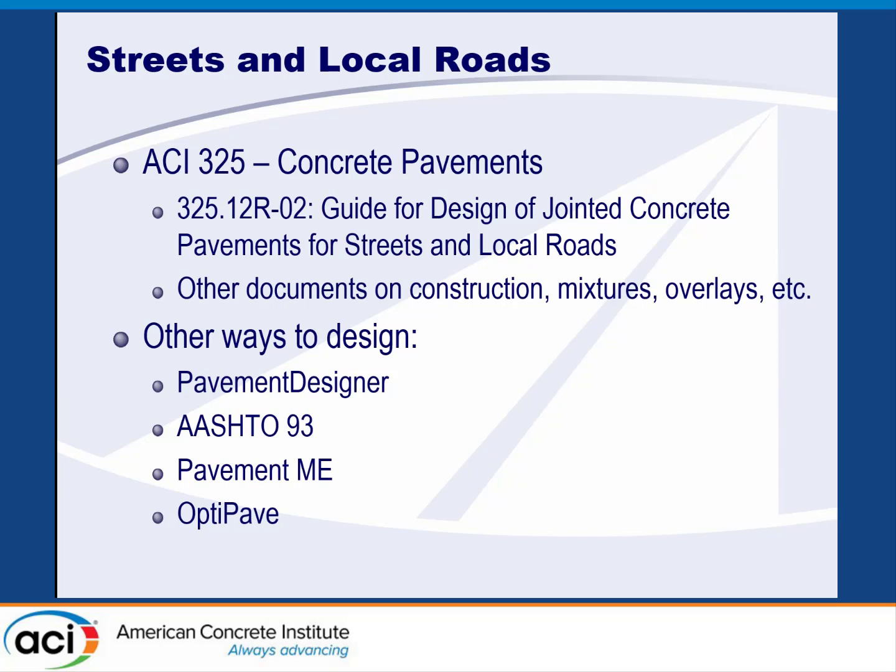So when we're thinking about a street and local road, one of the big benefits of having that ACI 325 guide is it's really focused not just on the thickness design, but all the different aspects of getting to that thickness design and the other things you need to consider, like jointing.